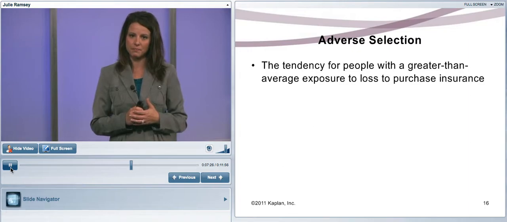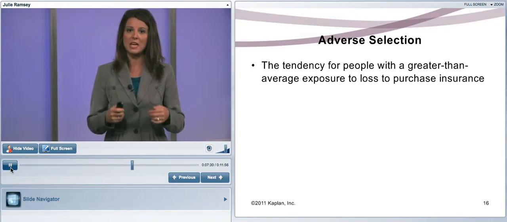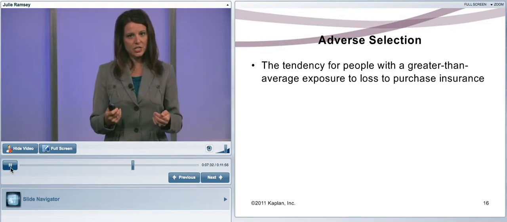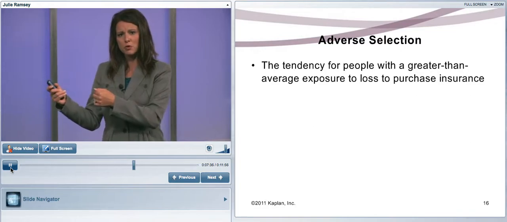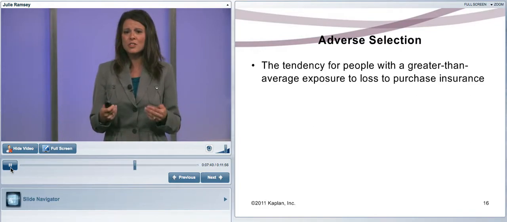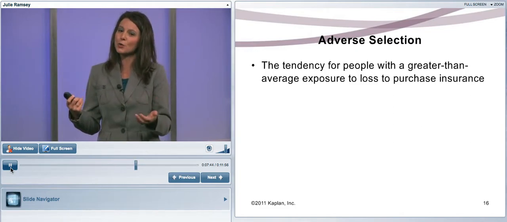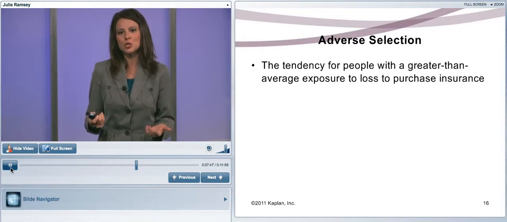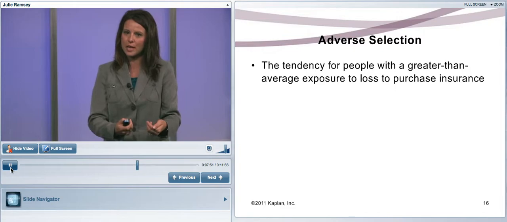Adverse selection. Now, I told you in the beginning of this session to always think of adverse as being bad. Well, adverse selection is this. It's the tendency for people with a greater than average exposure to buy insurance compared to everyone else. For example, if you live near an earthquake fault line, you would be more likely to buy earthquake insurance. In life insurance, unhealthy people have a tendency to buy insurance more than everyone else.